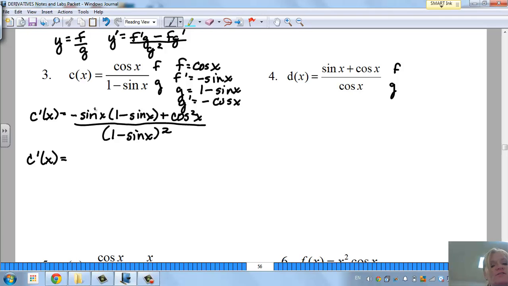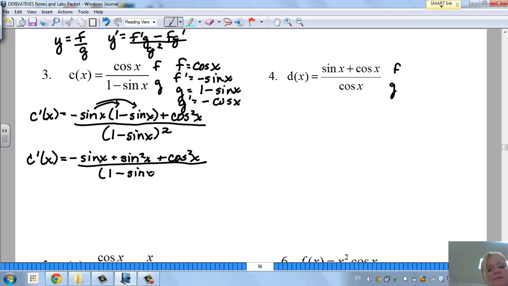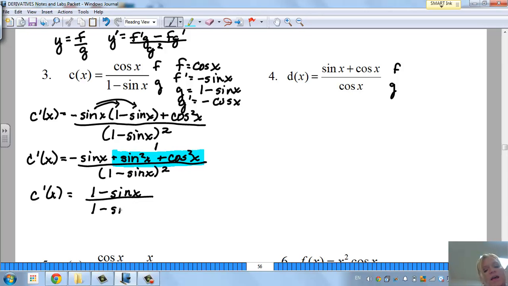Now let's see if we can simplify this. I'm going to multiply this times this and see if I can get some neat things going on here. So I have negative sine x plus sine squared x plus cosine squared x all over 1 minus sine x squared. Now here's the cool thing. I see sine squared x plus cosine squared x, and because of the trig identity, I know that's 1. So I can really write the numerator this way. I love it when this happens. 1 minus sine x all over 1 minus sine x squared.